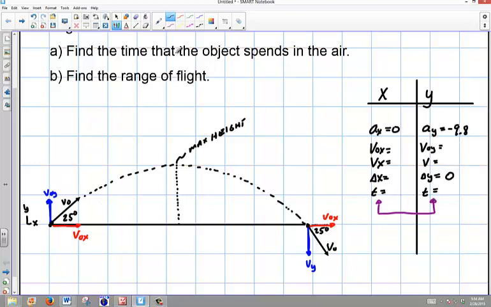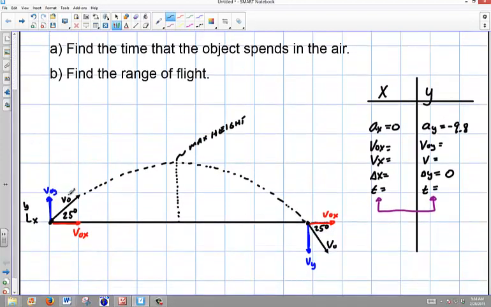Now the next thing we have to do is start finding these values. So my v initial was given to us, and that is going to be 10 meters per second. And I need to find this v initial x. So the v initial x is going to be v initial cosine 25, because cosine is the x value when the angle is taken to the horizontal. So it's going to be 10 times cosine 25, and that's going to give me about 9.1, let's just say, meters per second.